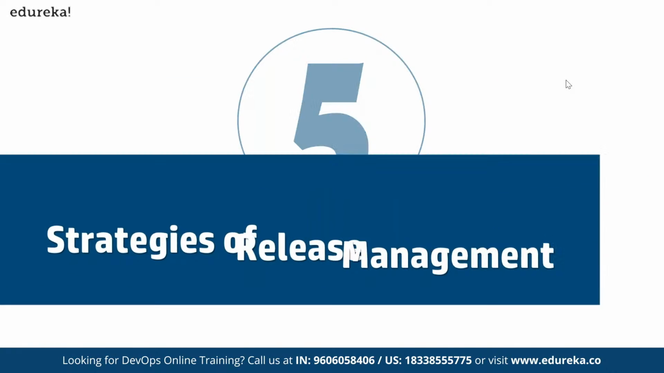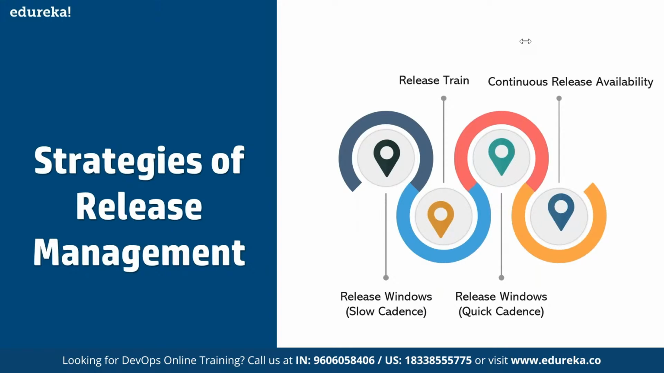So I see strategies of deployment. Strategies of deployment are divided into 4 categories. There is a slow cadence, which means there is a release window. Whatever happens, I will release the change at the end of the month. Even if the customers have raised 10 complaints, I will make the change at the end of the month. That is called release window or slow cadence. You have the date and time fixed, and you will go by that only.